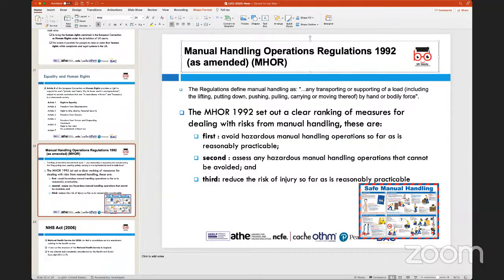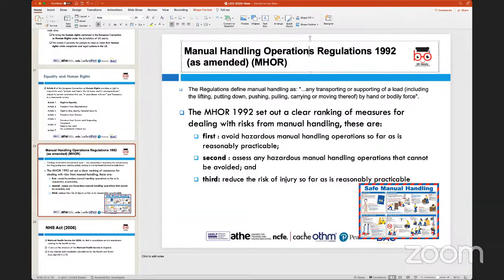There are people who work within catering. There are people who work within the laundry side of things. There are people who work within the operations side of hospitals, A&E departments and others, wherein manual handling, transportation, lifting of load, pushing of load, putting of load, carrying of load is required. So this particular act was introduced in 1992, and it set very clear guidelines in terms of how to deal with risks which can arise from manual handling of articles.